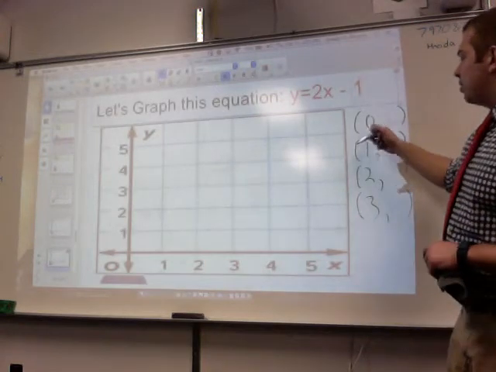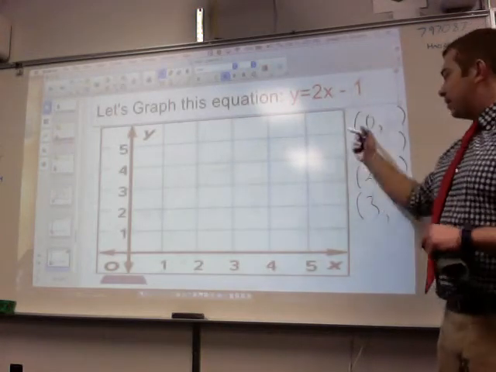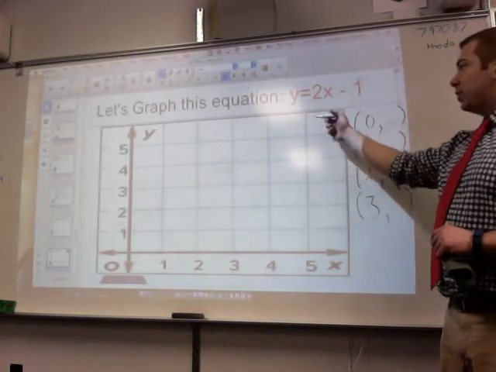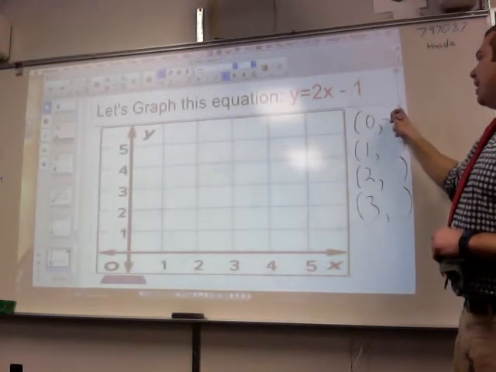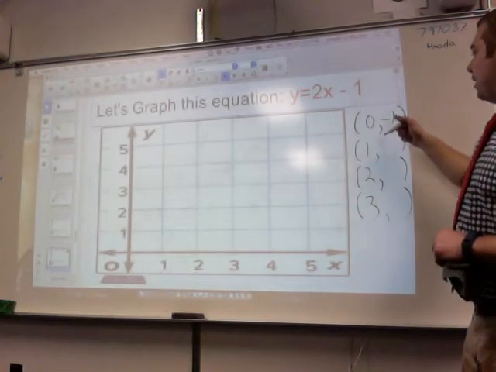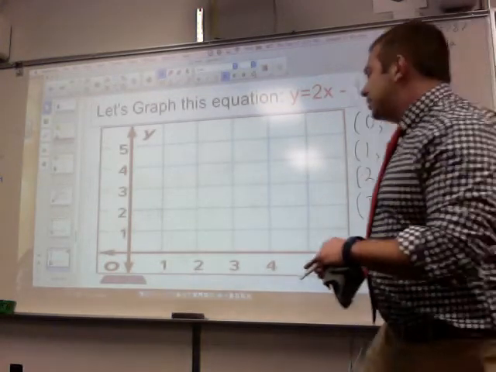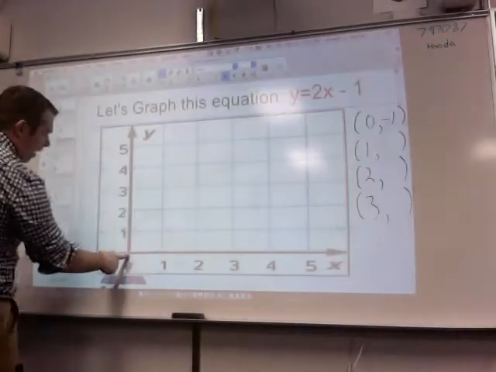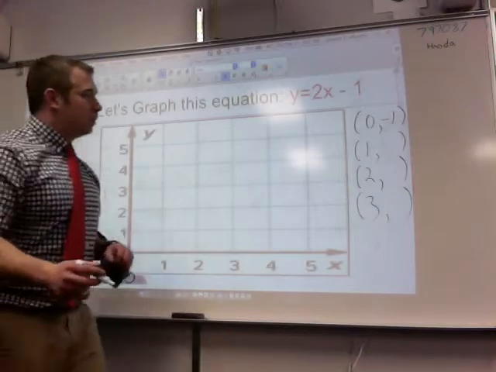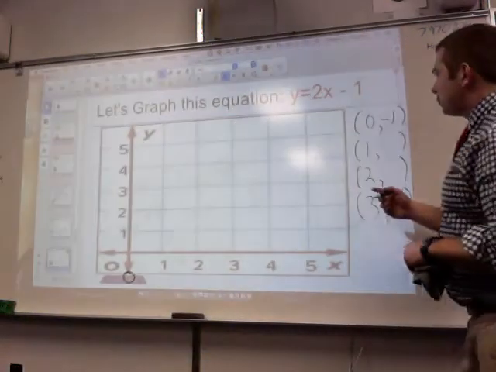So if I plug in 0 for x, because there's my x, 2 times 0 is 0. 0 minus 1 is negative 1. I didn't want to work with negatives today, so I did that by accident. So now my first coordinate, my x is 0, my y is negative 1. So it's a little bit off the chart down here. Let's plug in 1 now.